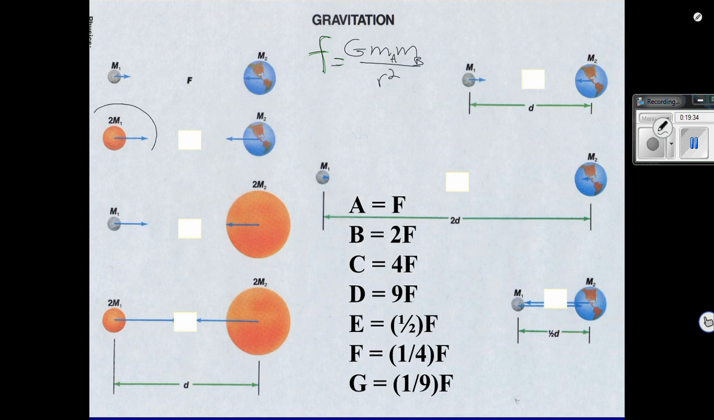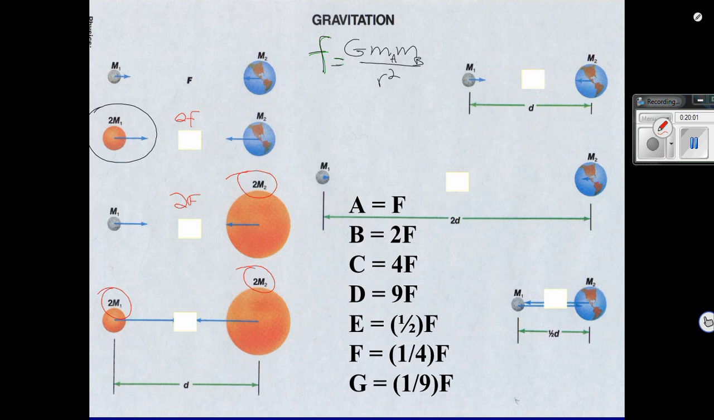If I was to double the mass of the Moon, what would happen to the force of gravity between them? How much stronger? Double. Great. So that would be 2F. Does that make sense? What about if I doubled the mass of the Earth and kept the Moon the same size? Same thing, 2F.